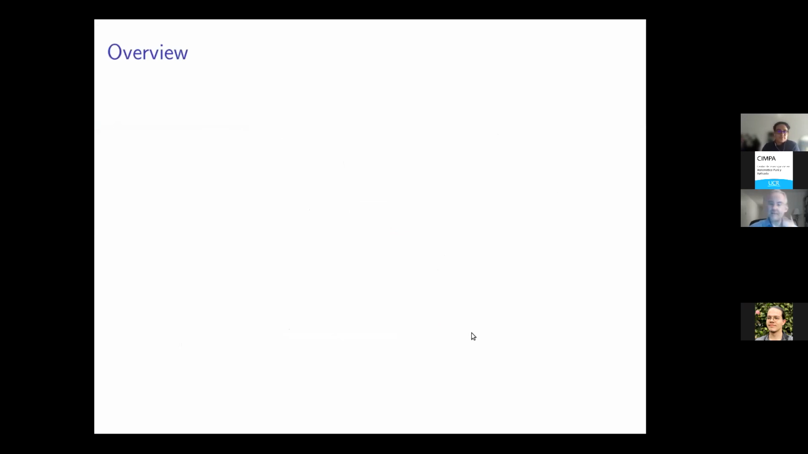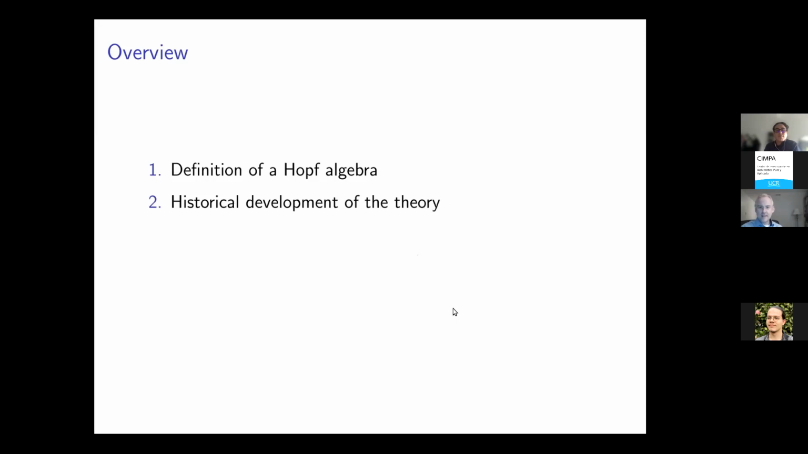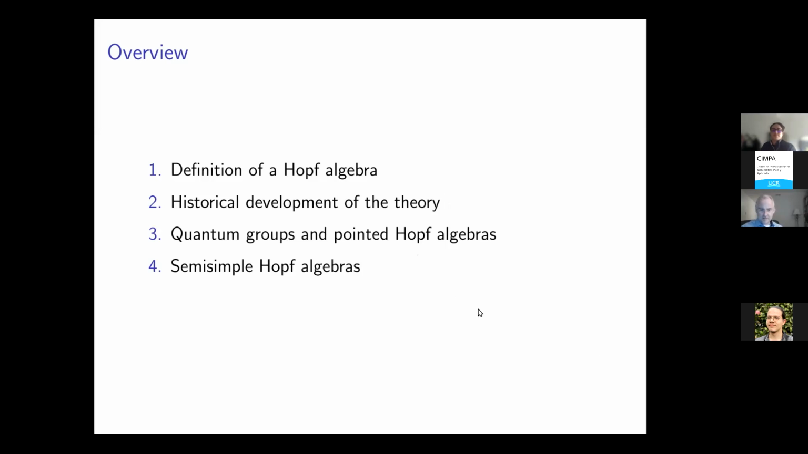Okay, so I will briefly give you an overview first about what I'm going to talk about. I will start with the definition of a Hopf algebra, and then I will discuss the historical development of the theory. I will briefly mention quantum groups and pointed Hopf algebras, to which in particular a great contribution is coming from South America. And then I will talk a little bit more about my own research area, which is more on the semi-simple Hopf algebra side. And at the end of the talk, I will discuss some open questions.